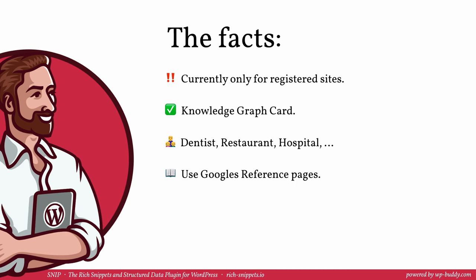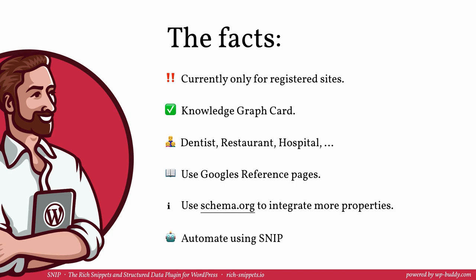To find the right properties, use Google's reference pages to learn more about what you should and should not do. Use schema.org to integrate more properties. I totally recommend using as many properties as possible. If you have multiple stores at different locations, try to automate as much as you can by setting up a global snippet as shown in this video using Snip, My Rich Snippets, and Structured Data Plugin for WordPress.